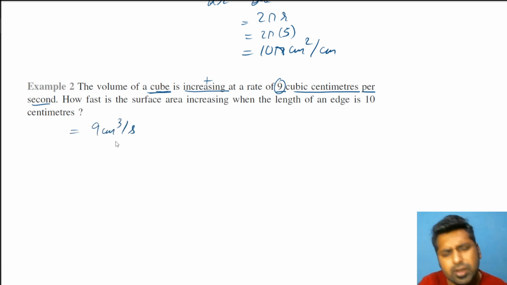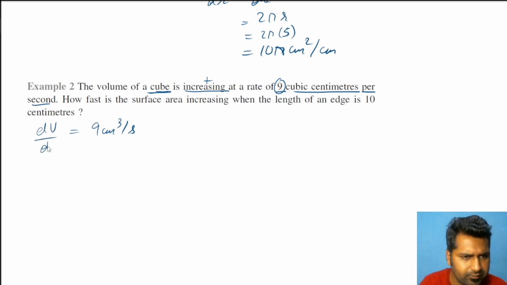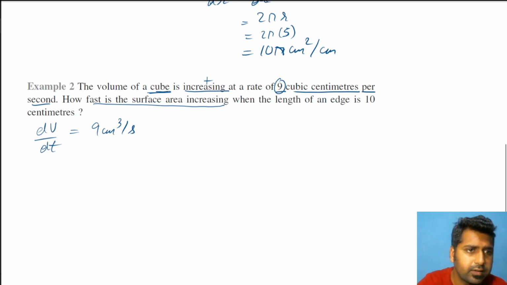Now with the help of the unit you can also define what this quantity could be. Centimeter cube is volume, the second is time, so this is nothing but dV by dt. That's why sometimes units are helpful. I'm not saying that you cannot identify from the language, it's that the unit can also help. So dV by dt is given to us. He is saying how fast the surface area is increasing. The reason I'm taking this positive is because it's mentioned.